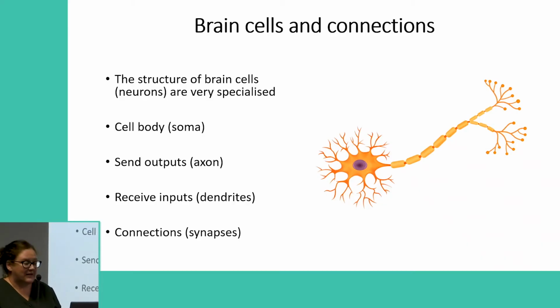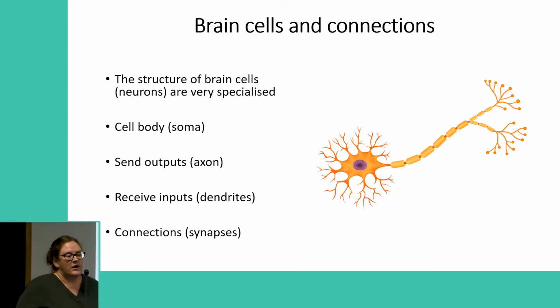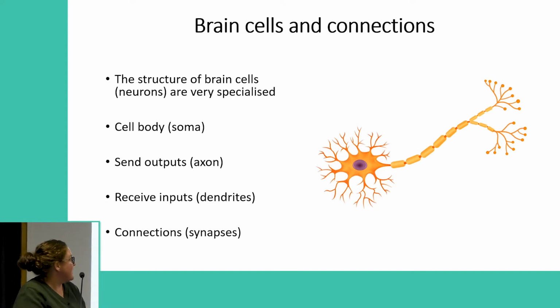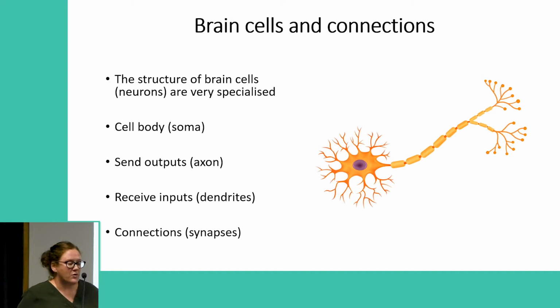A huge number of brain cells are all very, very well structured, and their structure is very specialised in terms of what they actually do. This is a basic cartoon of a neuron here, and you can see that it's got different parts, and the parts actually have different roles.